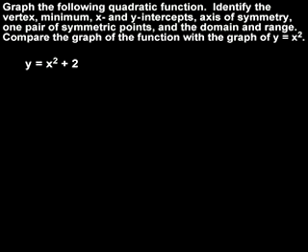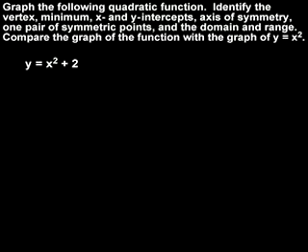Graph the following quadratic function. Identify the vertex, minimum, x and y intercepts, axis of symmetry, one pair of symmetric points, and the domain and range. Compare the graph of the function with the graph of y equals x squared. First, we're asked to graph the function y equals x squared plus 2.